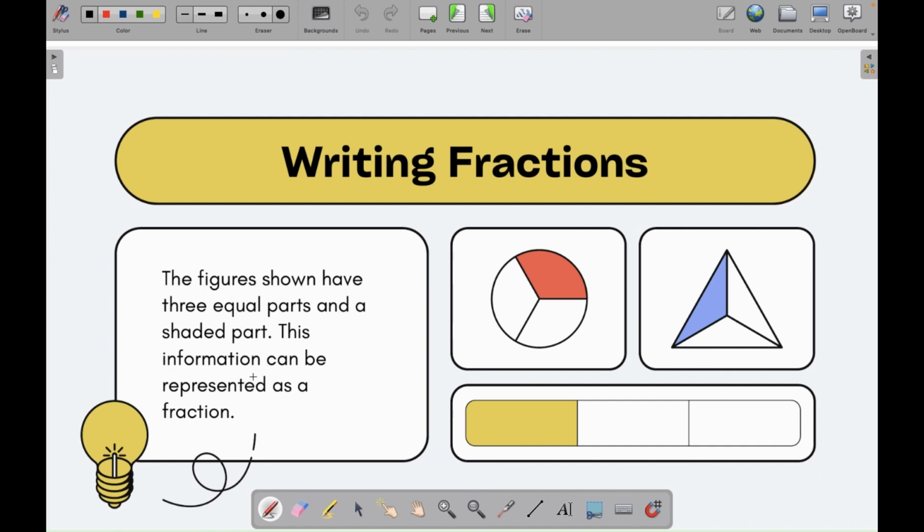So we need the following information to have a fraction. The first thing is a figure must be divided into equal parts. No matter how many parts we are having, but all the parts must be equal. And then we should have a part that we are interested in, say, a shaded portion. Okay, then we can use that information to form a fraction.